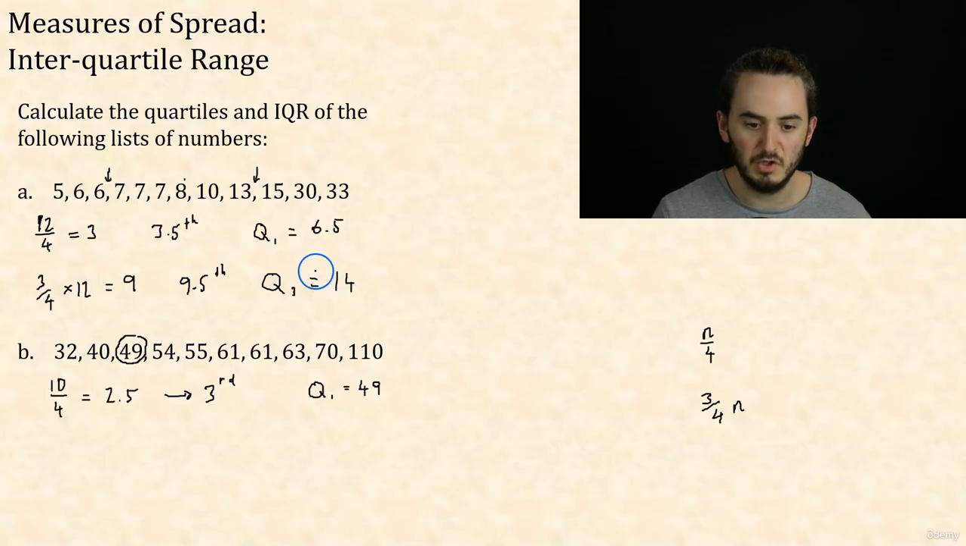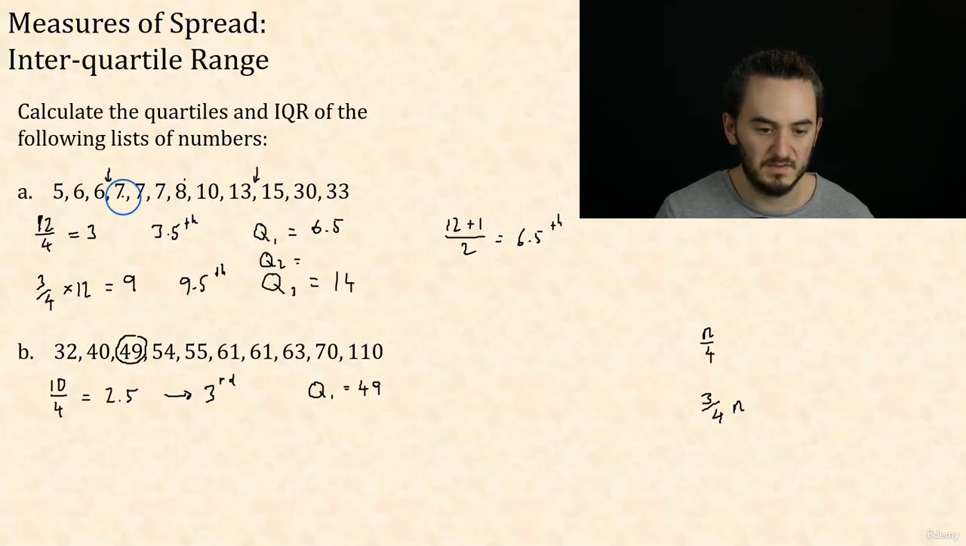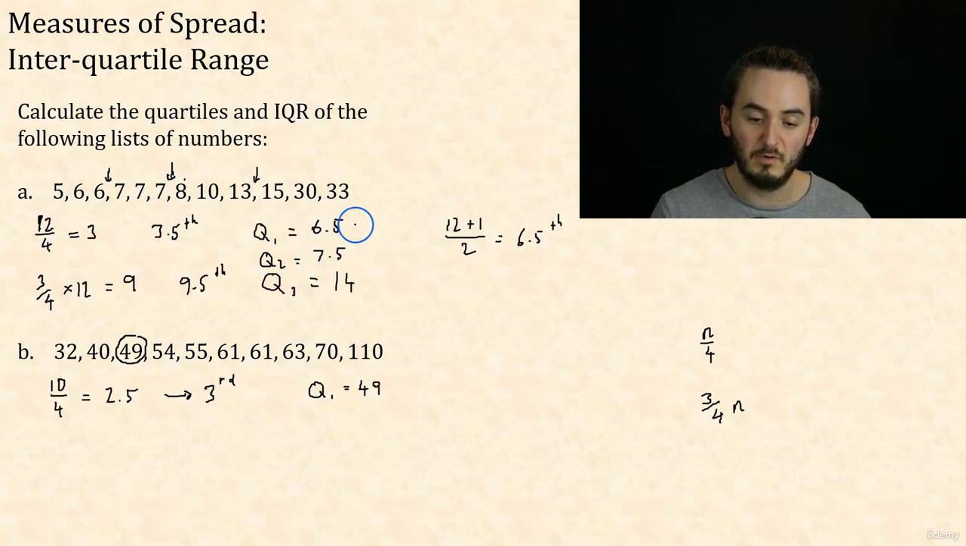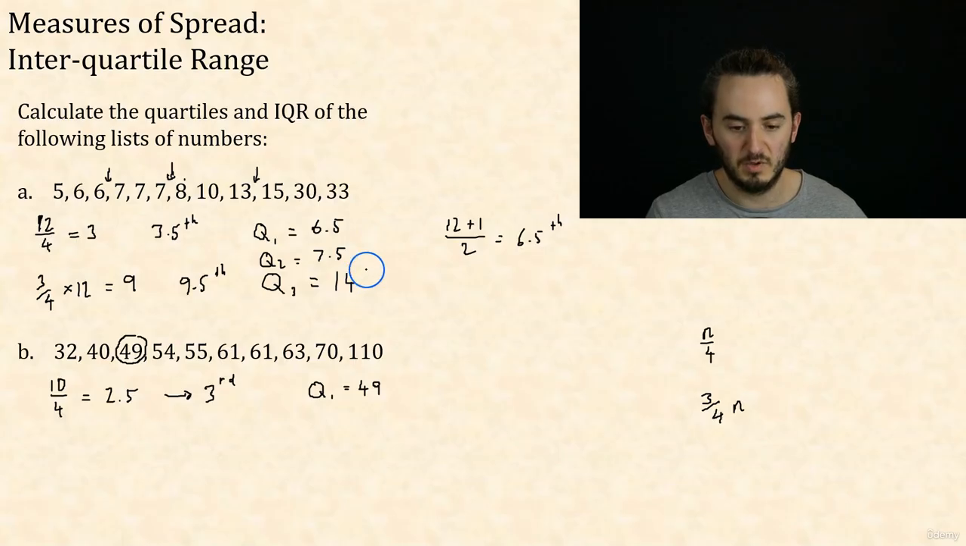Remember that Q2 is just what we reserve for the median. So in our case here, Q2 would be the median. And the median, if we've got 12, we do 12 plus 1 over 2, is 6.5, and we look for the 6.5th term. So halfway between the 6th and the 7th, 1, 2, 3, 4, 5, 6. It's in here, and so Q2 is 7.5. So now we've got the lower quartile, the median, and the upper quartile.